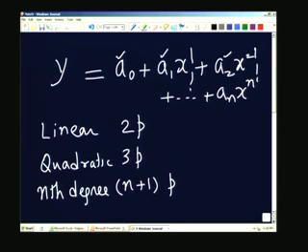So, what I will do in the next lecture is to take a simple example of a quadratic fit and show how it can be done using the Excel, and also try to understand how we calculate the goodness of the fit for that particular case.